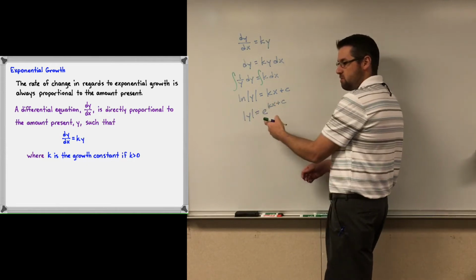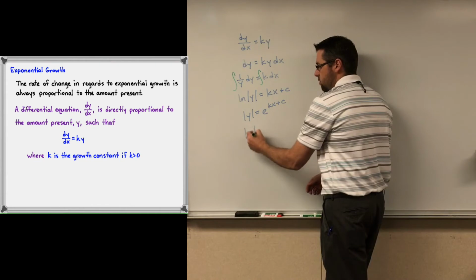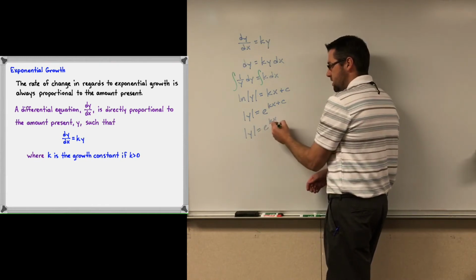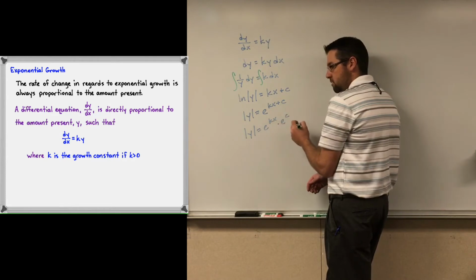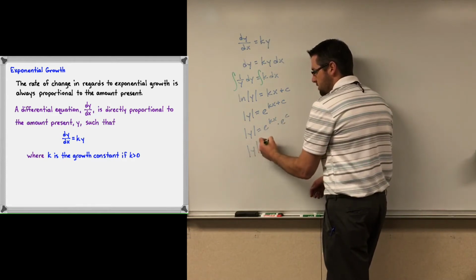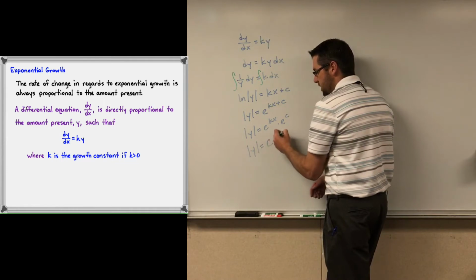Remember, we just talked about how to rewrite that. The absolute value of y equals e to the kx times e to the c, right? So we could say absolute value of y equals big C e to the kx. Well, that's a big C also.